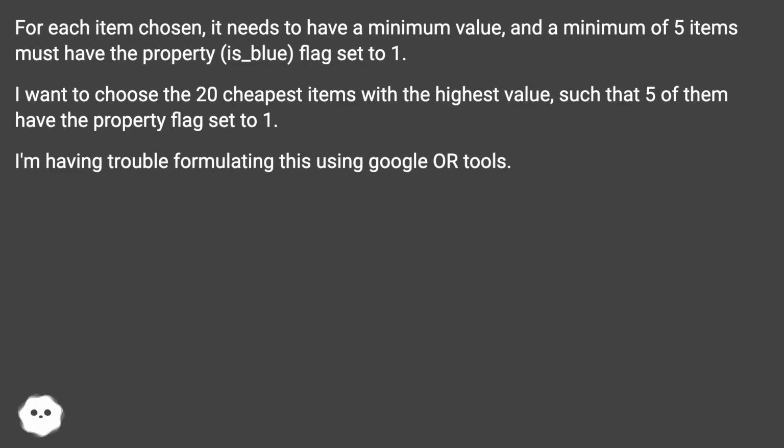For each item chosen, it needs to have a minimum value, and a minimum of 5 items must have the property is_blue flag set to 1. I want to choose the 20 cheapest items with the highest value, such that 5 of them have the property flag set to 1. I'm having trouble formulating this using Google OR tools.